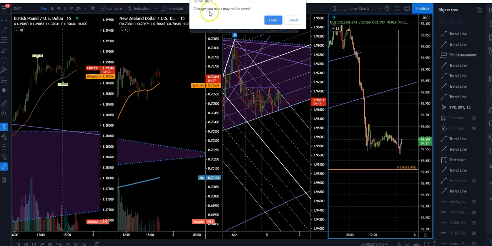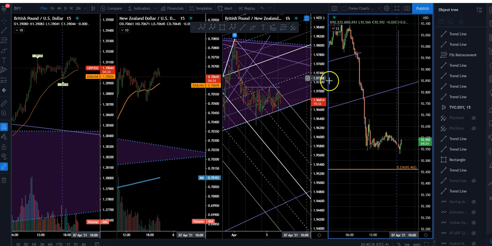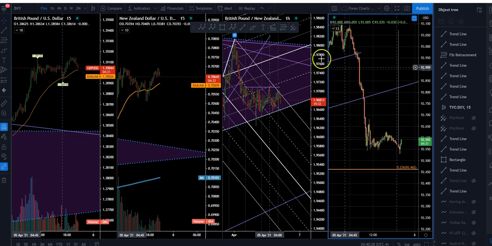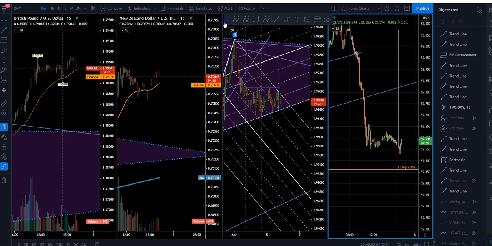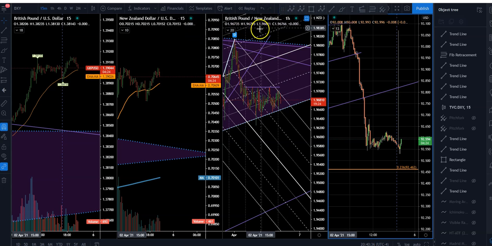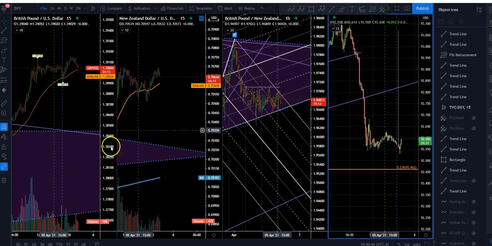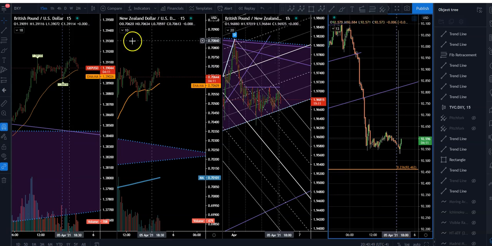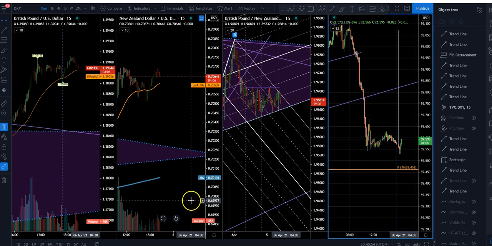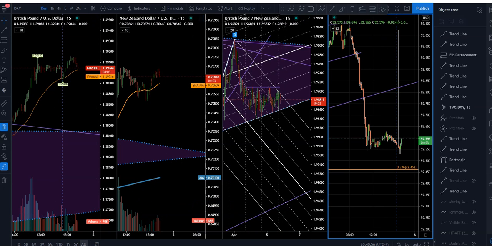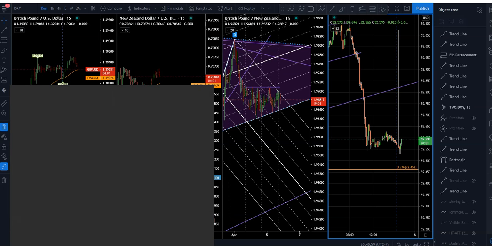So here you're going to see that I have 4 charts, and they're all correlated with each other. In order to trade the British pound against the New Zealand dollar, you have to understand what's going on with the British pound against the US dollar, the New Zealand dollar against the US dollar, and finally the US dollar itself. The composite of all 3 of these makes up this one right here. Let me just discuss some general stuff.